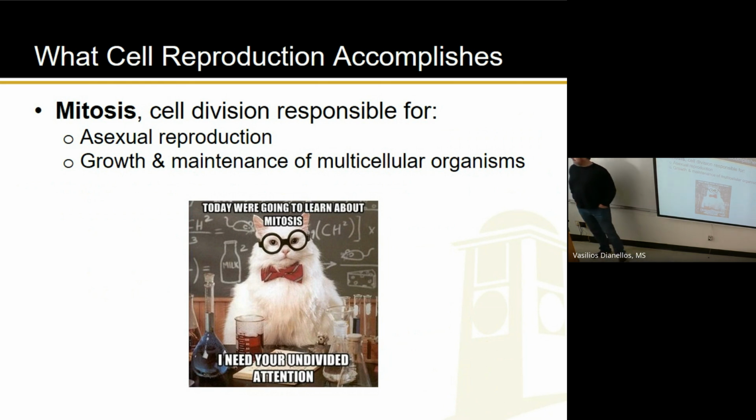So again, you should definitely associate mitosis with asexual reproduction. You should associate it with growth and maintenance of multicellular organisms. Since it's associated with asexual reproduction, you should also associate it with everything that I had on the previous slide. So no sperm and egg, the offspring being genetically identical to the parent, all those things that I mentioned in the previous slide. So that's asexual reproduction. We're going to come back to that.